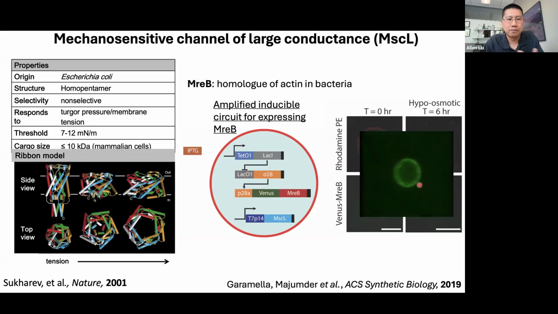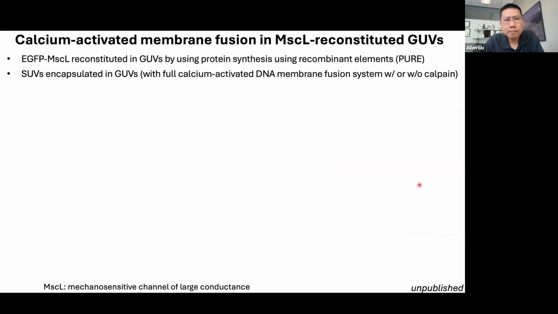And this is how we're thinking of bringing the force sensing things together. But before that, I want to show you some published data that essentially shows that we can use calcium to activate membrane fusion within an MSCL reconstituted GEV. So here we produce, let me just show you this.